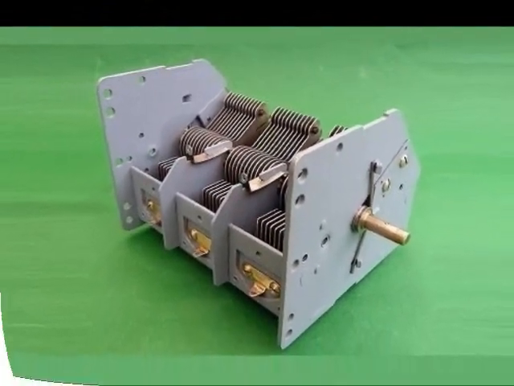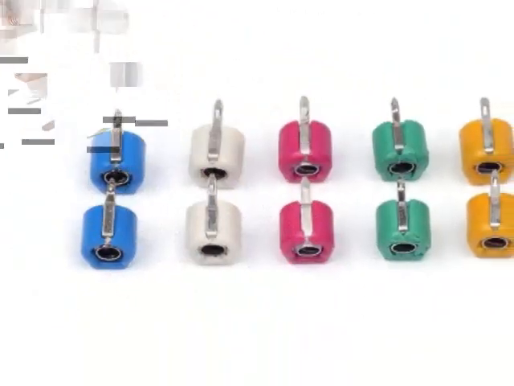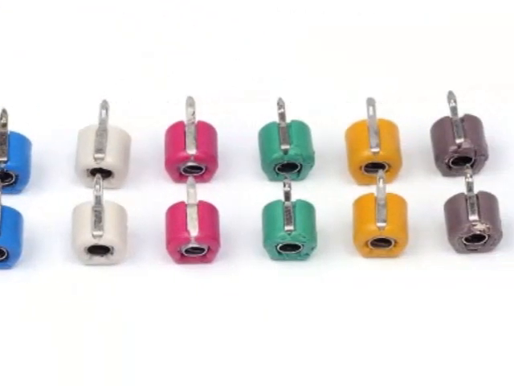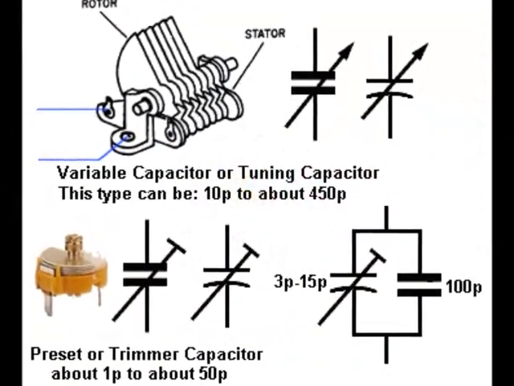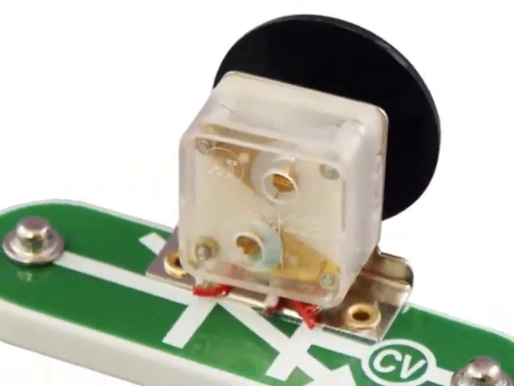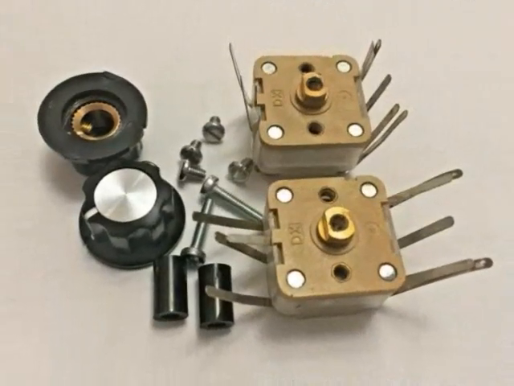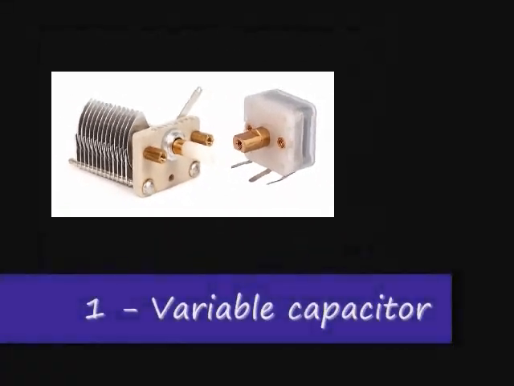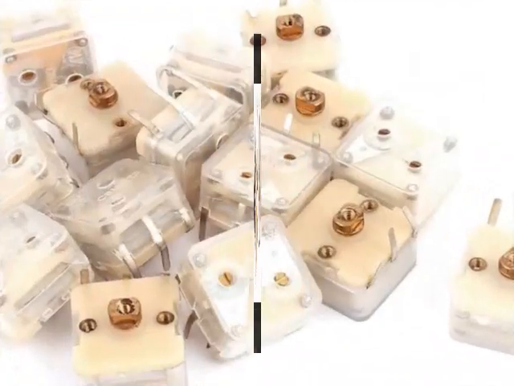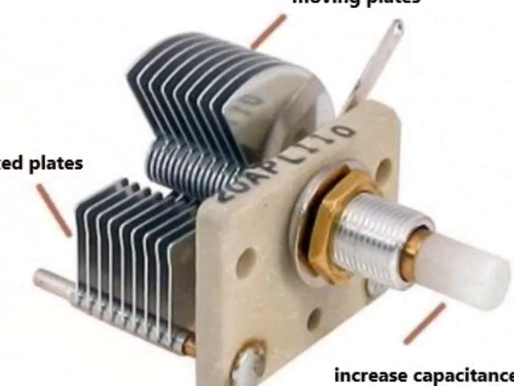Therefore, they do not have a specific capacity, but they can offer a wide range of capacity. In fact, the capacity of variable capacitors is directly proportional to the overlap between two capacitor plates. These capacitors are produced in two types according to the capacity change. 1. Variable capacitor. These types of capacitors are common types of variable capacitors.